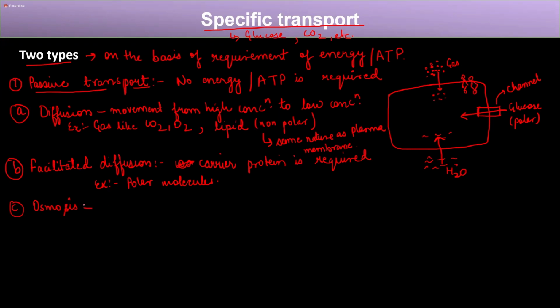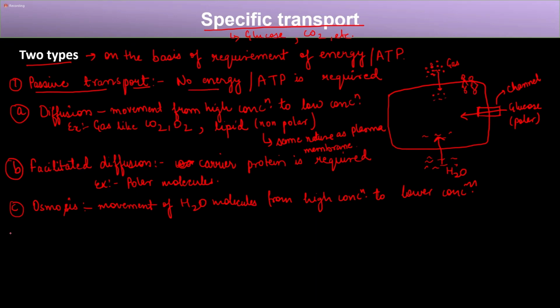So osmosis is defined as the movement of water molecules from high concentration to lower concentration. Okay, so this is known as osmosis. So we saw the types of passive transport. Now, passive transport is the one in which no energy is required.